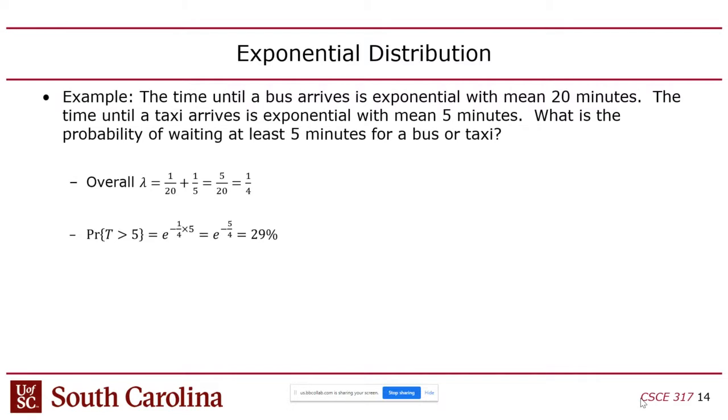So here was another example. Time until a bus arrives is exponential with mean 20 minutes. The time a taxi arrives is exponential with a mean of 5. Notice that I'm trying to trick you here by giving you the mean and not the lambda. In order to get the lambda, you have to take the reciprocal of the mean. What's the probability of waiting at least 5 minutes for a bus or taxi? You add together the two lambdas, which is 1 over 20 plus 1 over 5, giving 1 over 4, and then calculate the CCDF, the complementary cumulative distribution. And that would be 29%.